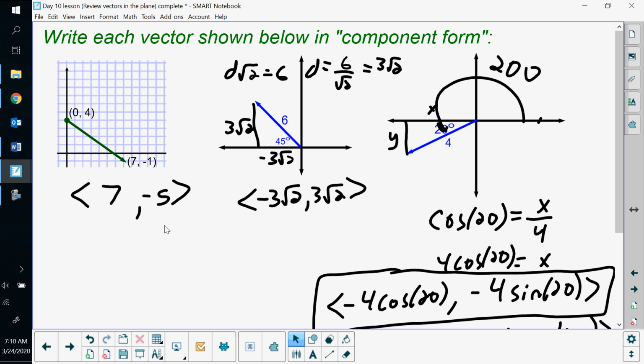So a few other examples that get a little bit more challenging. If we want to write this in component form, notice from our initial to our terminal point, we went right 7. That's why we have 7 here. And then we went down 5. That's why we have a minus 5 there.